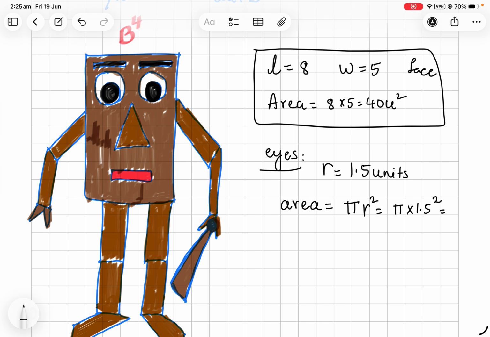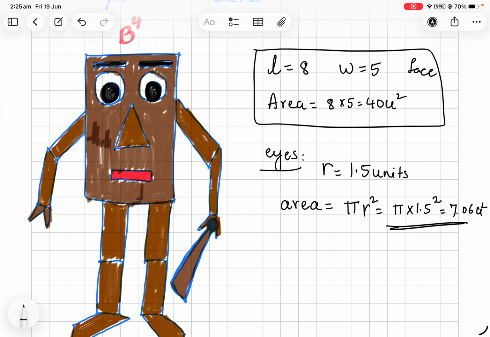That would end up as 1.5 times 1.5 times pi. I don't have a calculator next to me, guys, I'm so sorry. That would be roughly 7.1, or 7.06 units square. But it's better to check this out.